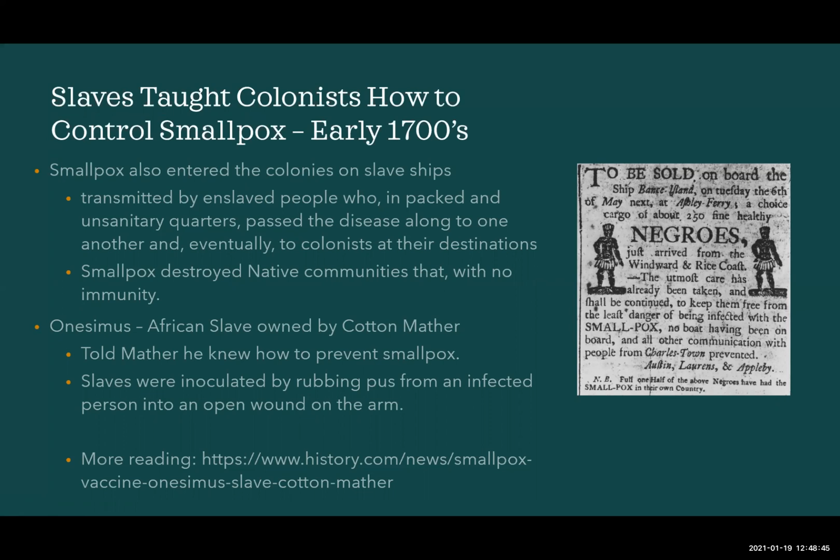We'll continue on this subject for a while. Interestingly, though, slaves, actually, Onesimus, I think is his name, to be exact, taught colonialists how to control smallpox in the early 1700s. Did they use this information? Not really.